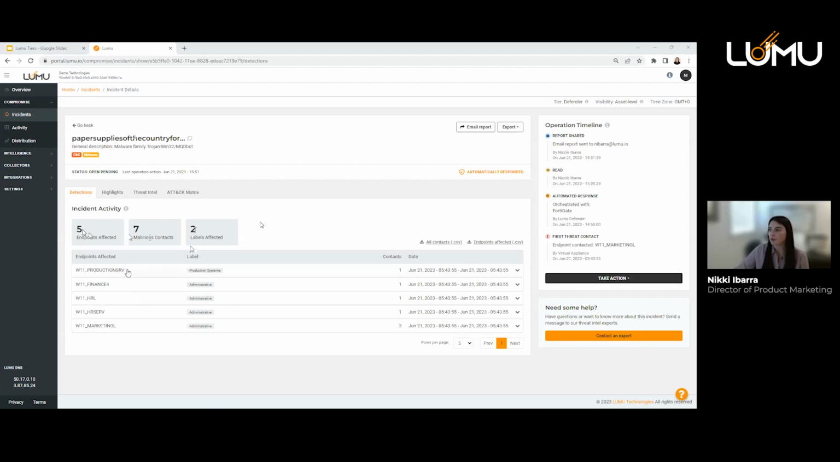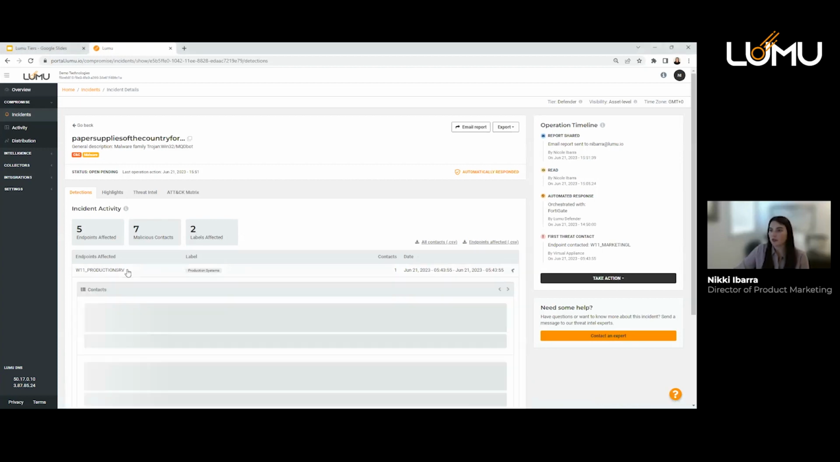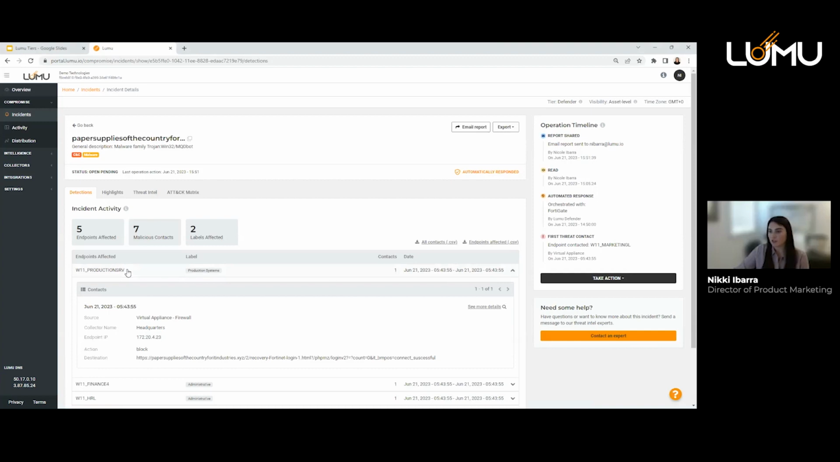But here, if you click on an endpoint, you can see just some details about when that contact with the IOC happened, the source, the metadata source that reported what happened, the name of the metadata collector, endpoint IP, the action that was taken, and we'll talk about that in just a second. But we're talking about the integrations, so it looks like this was blocked, and then the destination of that contact.